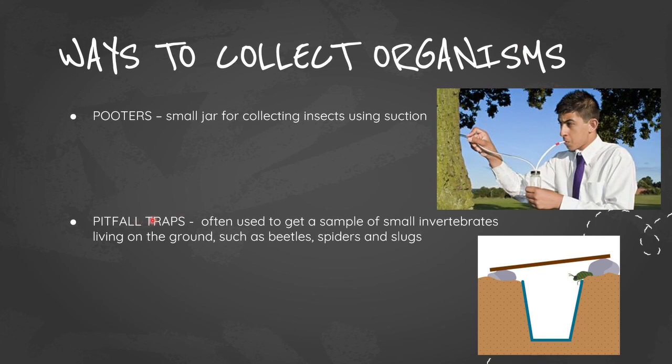Pitfall traps are often used to get a sample of small invertebrates living on the ground, such as beetles, spiders, and slugs. It consists of a container such as a yogurt carton, which is buried in the ground. The top of the container is level with the soil surface, and it is covered by a piece of wood with a slight gap to allow insects to climb in. It is important to check the trap regularly to avoid the animals escaping or being eaten before they are counted.